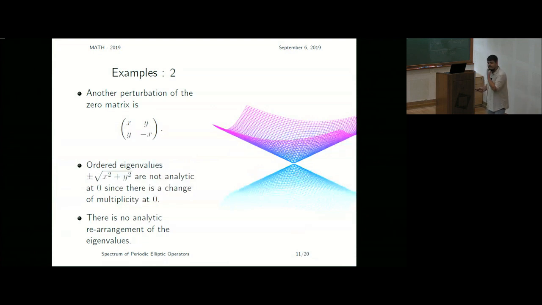I'd like to mention the theorem that Professor Muthukumar stated, that the first Bloch eigenvalue at 0 is analytic in a neighborhood of 0. And we can also choose the Bloch eigenfunctions near 0 in an analytic manner. That happens only because near 0, the first Bloch eigenvalue is simple. If it was not simple, we would not have that analyticity.